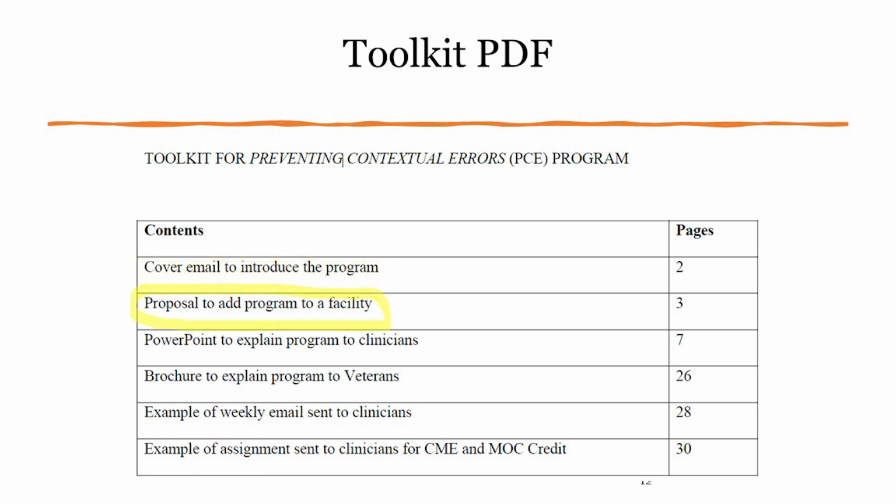The second document is a formal proposal to add the program to a facility. Again, this one was written for the VA. So outside the VA, the terms would be a little different. Now, preparing a proposal like this one often is the next step. Once you've gotten enough buy-in from leaders at your organization, you have the authority to approve new programs and allocate funds. And since these are busy people, we kept our proposal to just 3 pages, including the budget.